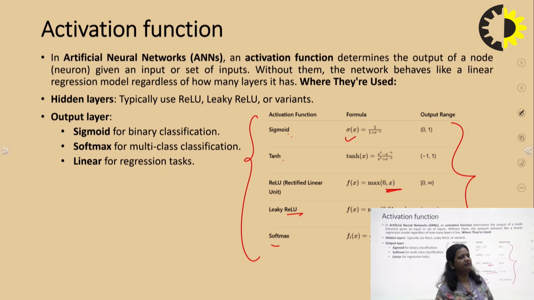So, if we apply the activation function at the hidden layer, typically we use ReLU and leaky ReLU or their variants. At the output layer, we use a sigmoid function for binary classification of data. If we have a single output value in the case of binary, then we use a sigmoid function, softmax for multi-class, and linear for regression tasks.